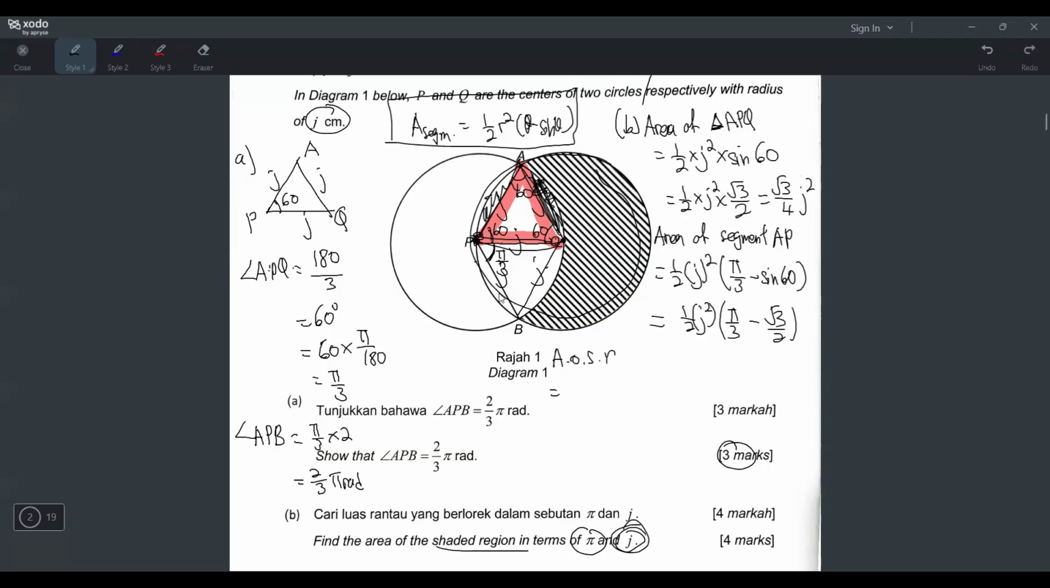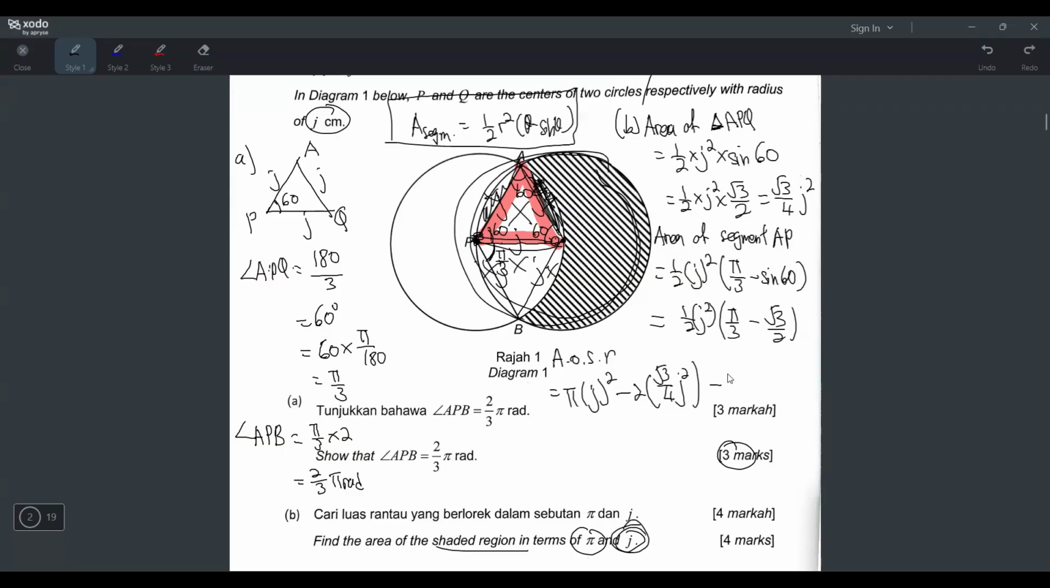Okay, now let's find the area of whole circle. The area of whole circle formula is pi r square. Okay, and in this case, the r is j. Okay, so this is how you find the area of whole circle. But of course, you have to minus with it. So you only want the shaded region here. So you have to minus with 2 triangles, which means you have to minus with 2 times this. Okay, 2 times this, root 3 over 4 j square. Okay, and don't forget, after you minus the 2 triangles, you also have to minus these 4 segments. Then only you get the shaded region here.